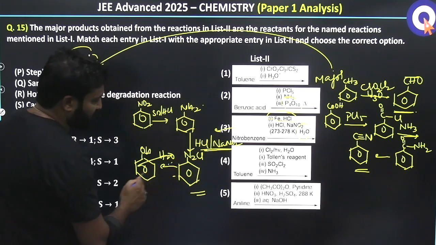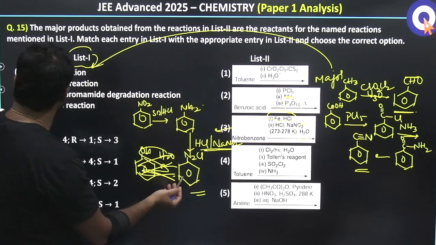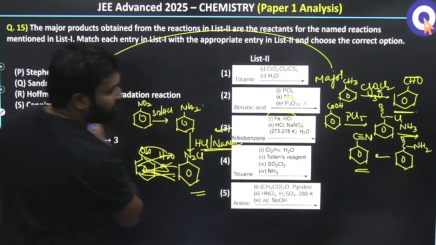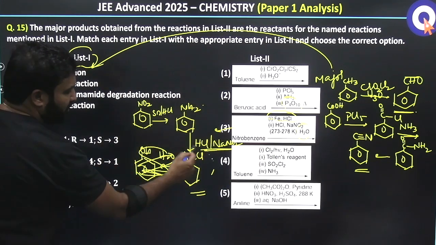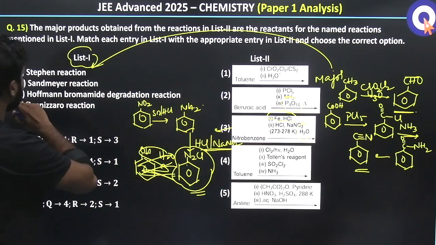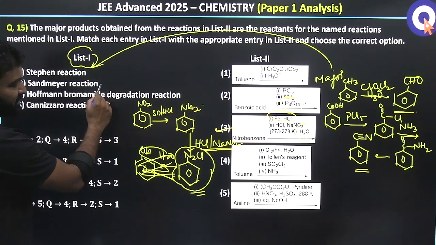So benzene diazonium chloride, that will be fine, I think. That's it. It's not H2O. After that it will become N2Cl. Now N2Cl will be useful for what? Sandmeyer reaction. Anyway, it is there.